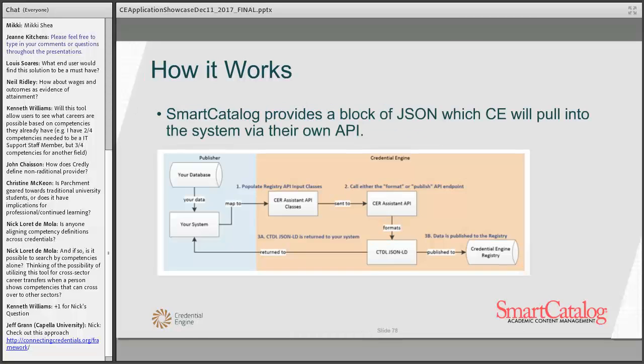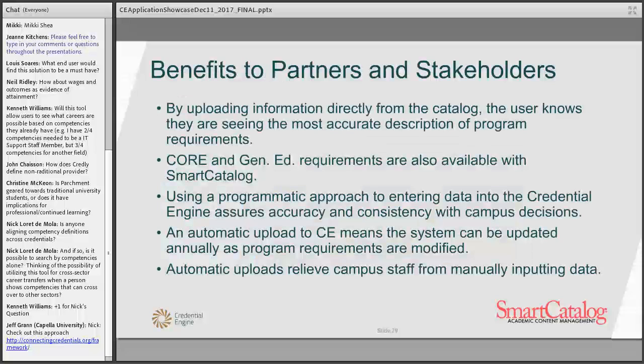We then will validate the data against the recommended values of the Credentials Engine. We will confirm the export, and then we will provide that block of JSON, which CE will pull into the system via their own API.